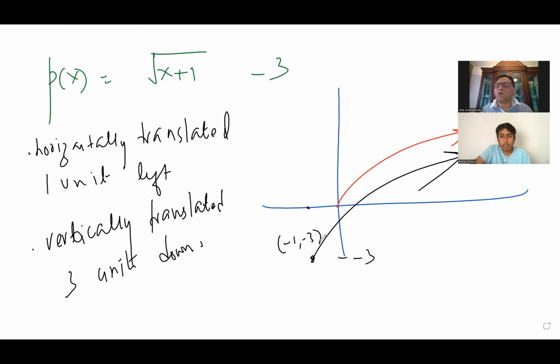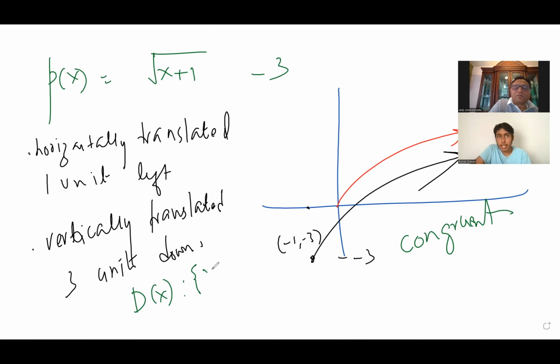So the graph will be congruent since there are no stretches or compressions. So we have a congruent graph. Both domain and range change. So now the domain would be x of real numbers, where x is greater than or equal to negative 1. And the range is y of real numbers, where y is greater than or equal to negative 3.